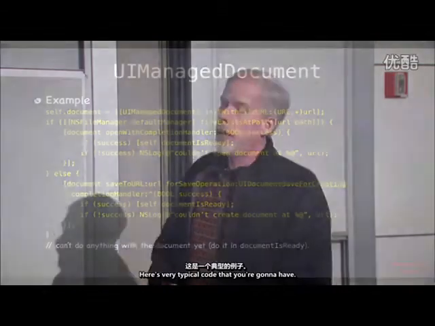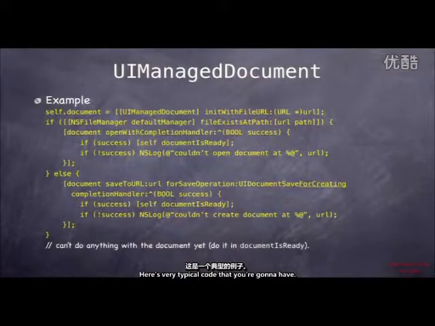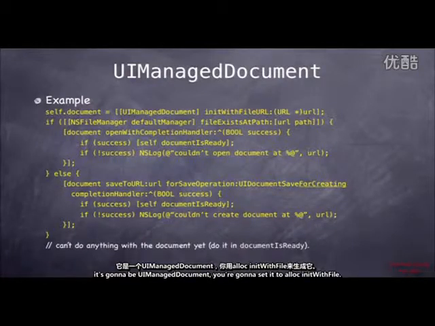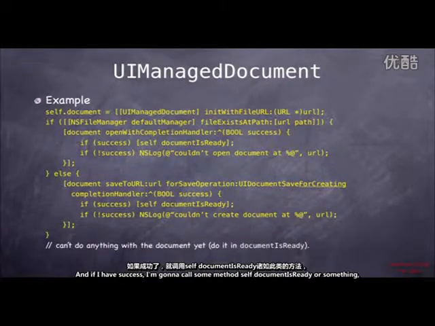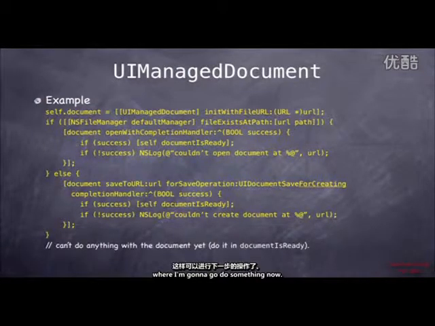So what's an example? Here's very typical code that you're going to have. You're going to have some property called document. It's going to be UIManagedDocument. You're going to set it to alloc init with file. And then you're going to say, if the file exists at path, then open this document. And if I have success, I'm going to call some method, self documentIsReady or something, where I'm going to go do something now.